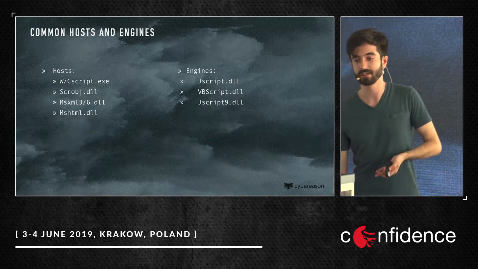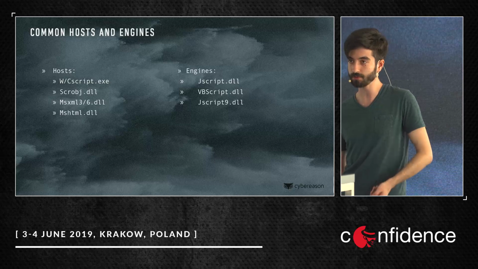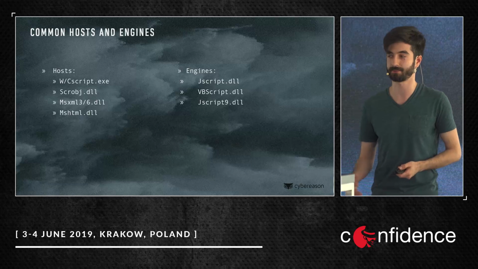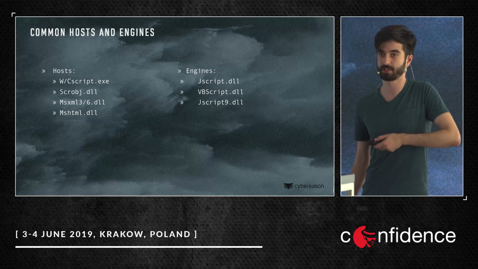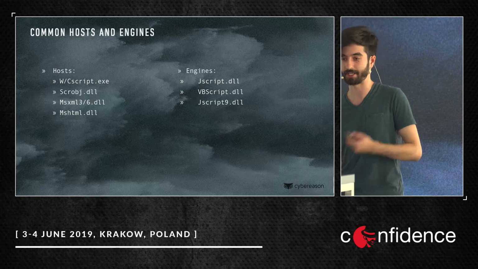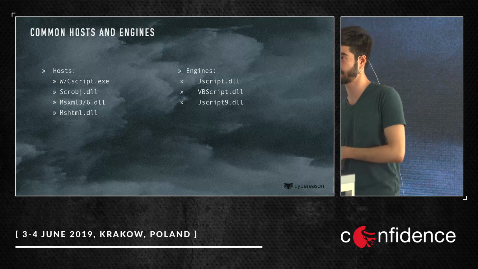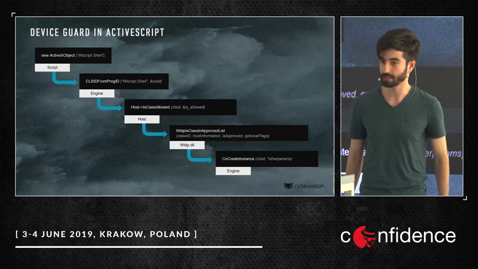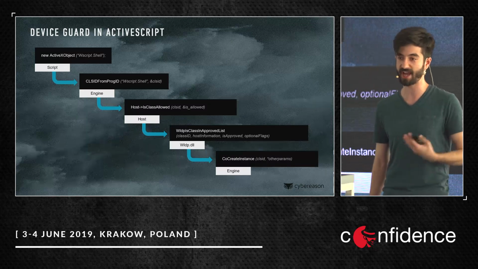You have things like scrobj.dll, which is a scripting host for COM scriptlets. You have MSXML 3 and 6, which implement the Microsoft XML engine. And you also have MSHTML, which is the HTML engine behind Internet Explorer and a bunch of other stuff. And in terms of engines, the most common ones are JScript.dll, which is JavaScript. You have VBScript.dll, and you have JScript9.dll, which is also JavaScript, because you can never have enough JavaScript. Anyway, let's see how Device Guard actually works and how it's implemented inside of ActiveScript.